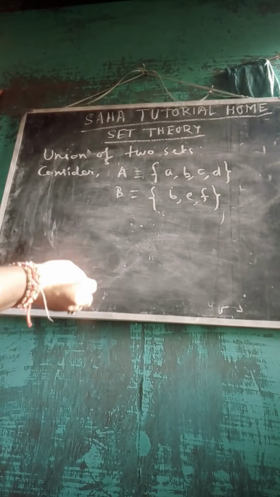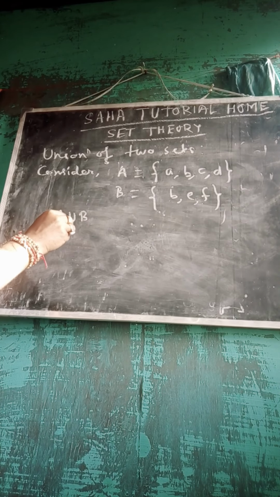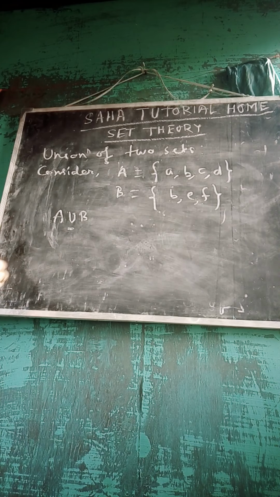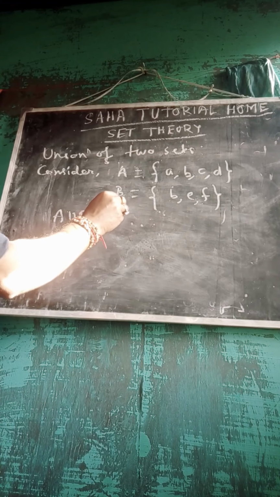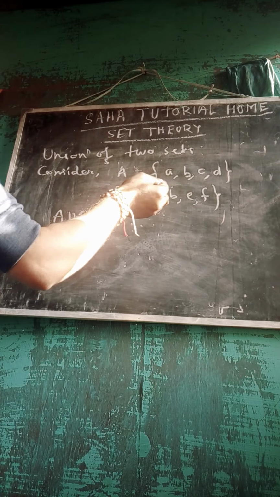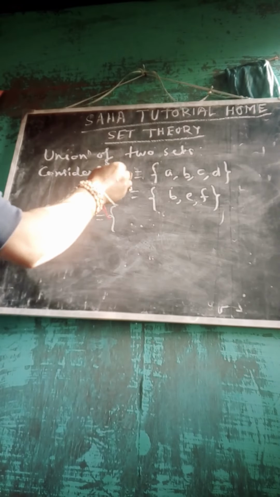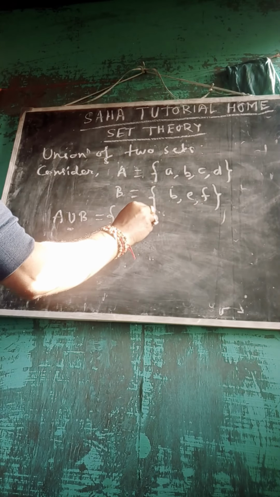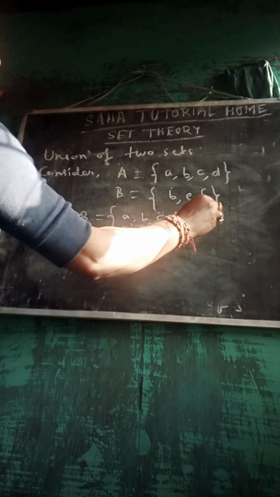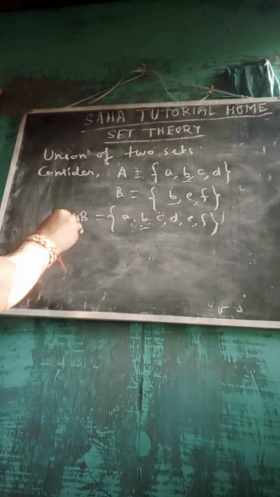So the union of A and B will be A union B. This symbol denotes union. A union B will be all the elements, not repeated twice. We collect them, and then we get the union of the two sets. This will be A, B, C, D, E, F. B is here twice, but we take it singly in the union.